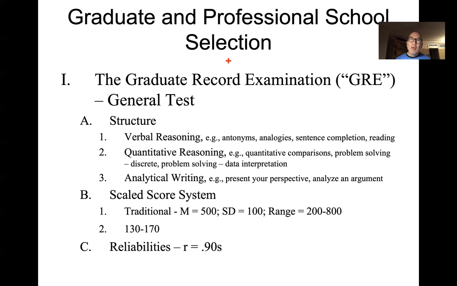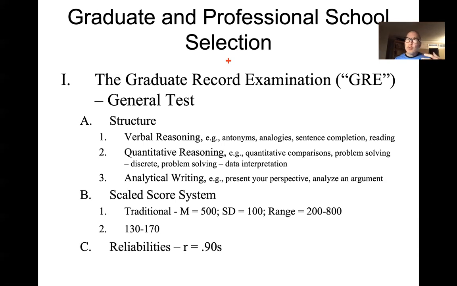Yeah, but now it has a revised scale score system with a range of 130 to 170. Your raw score and its relationship to the scaled score depends on the particular year that you take it. Or no, I don't think it's even limited to the year. I think you're compared to the normative sample for the group.